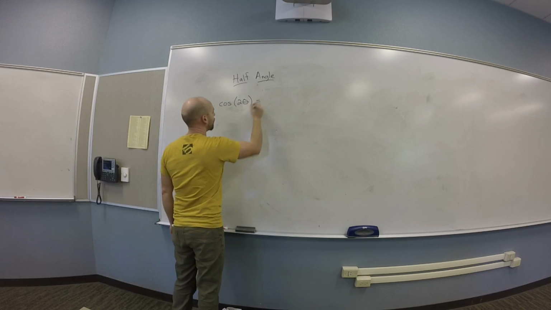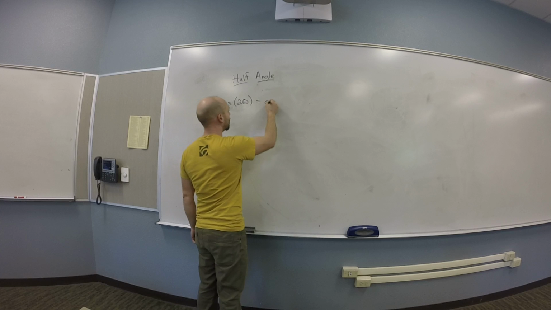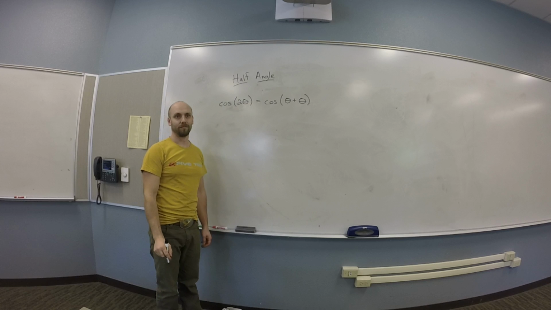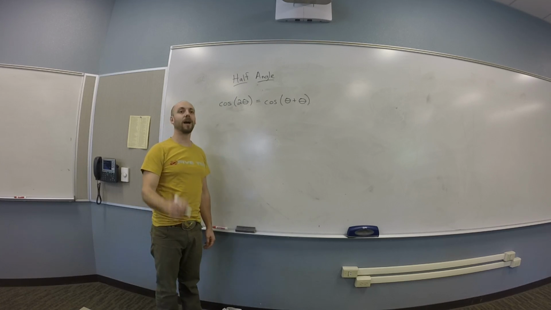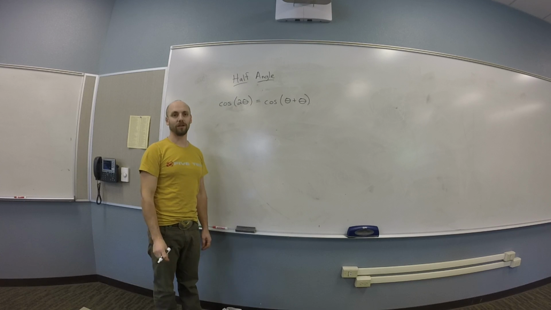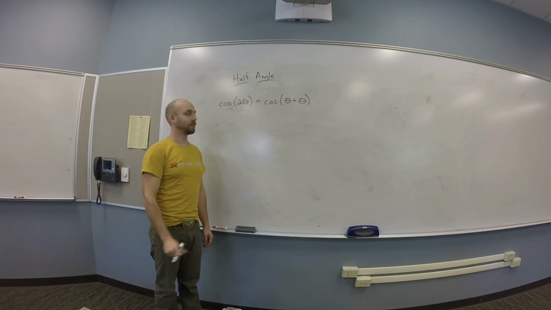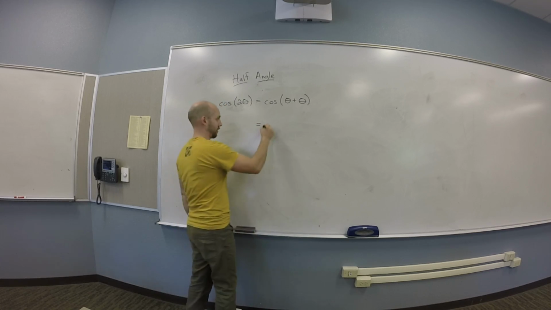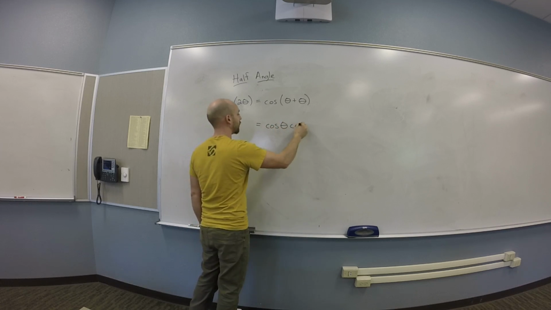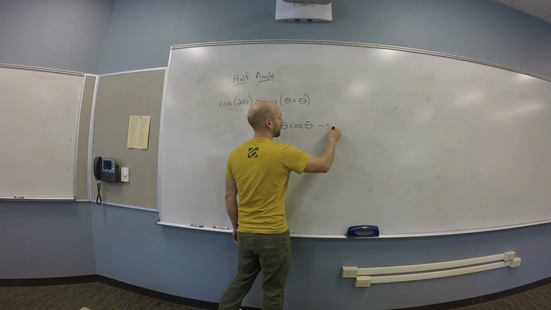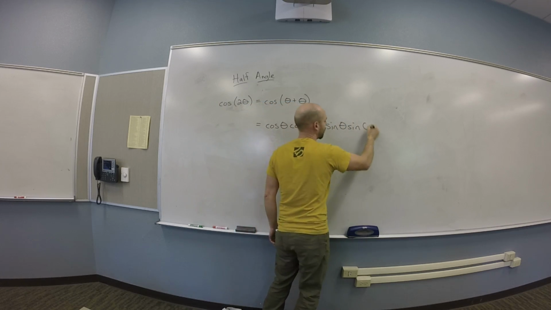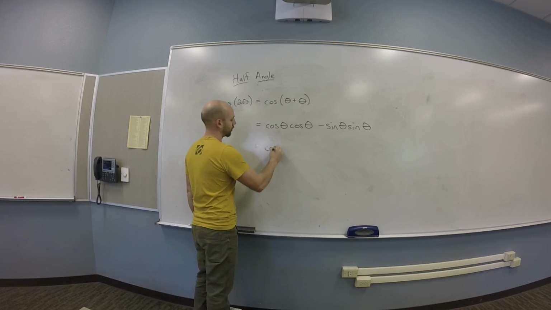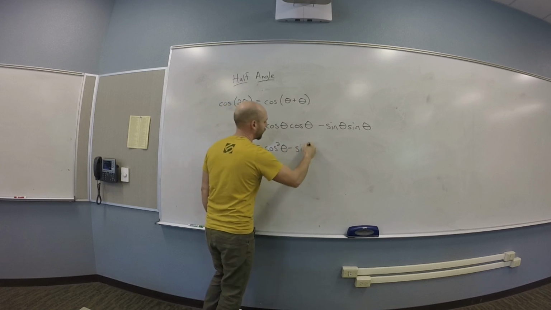Okay, so if you're thinking about cosine of 2 theta, you might think about that as cosine of theta plus theta. Now you could plug this into the formula for sum of angles, the cosine formula. So it's cosine theta multiplied by cosine theta, minus sine theta multiplied by sine theta, which you could rewrite as cosine squared theta minus sine squared theta.